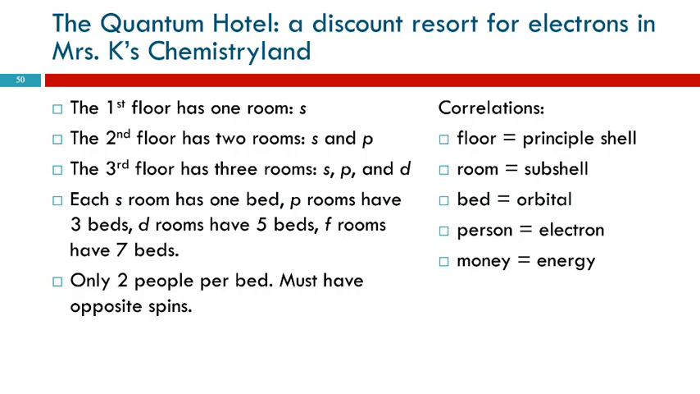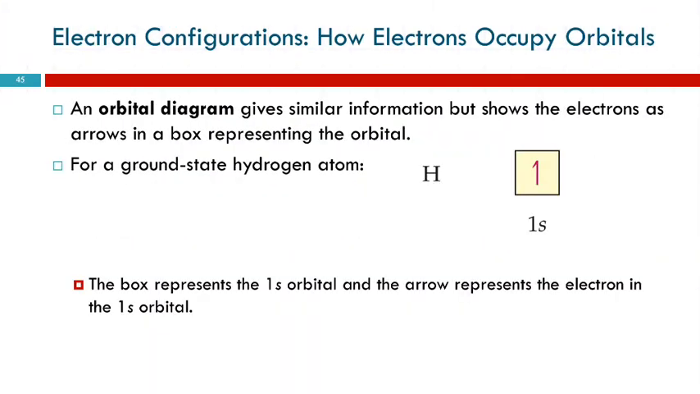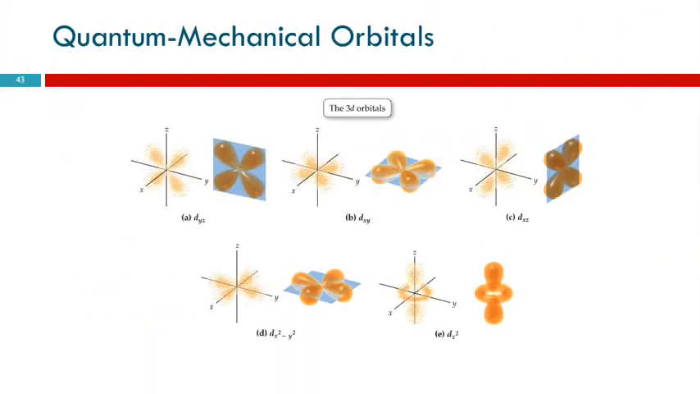So the correlation between my quantum hotel and the quantum mechanical model is that the floor of the hotel is like the principal shell, 1, 2, 3, 4. These rooms are like the subshells in the quantum mechanical model. Each bed is like an orbital. People in the hotel are like electrons in the quantum mechanical model. And money is like energy. So now that I've introduced you to that idea, we're going to go back and use those terms when we talk about this stuff.